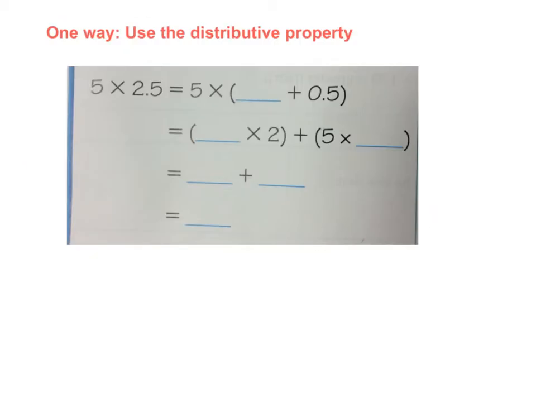So one way to multiply 5 groups of 2.5 is to use the distributive property. We can take the factor 5 and put it on the outside. Okay? This stays on the outside right here. Then we can break the second factor, 2.5, into 2 parts. What plus 0.5 will equal 2.5? What goes in the blank there?